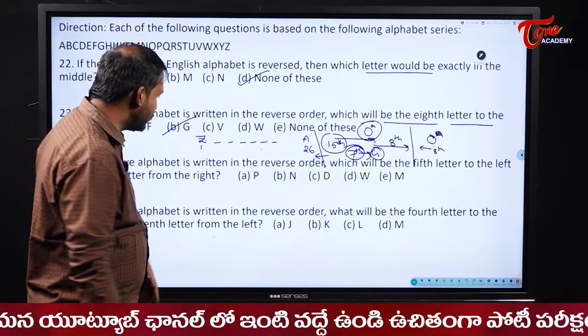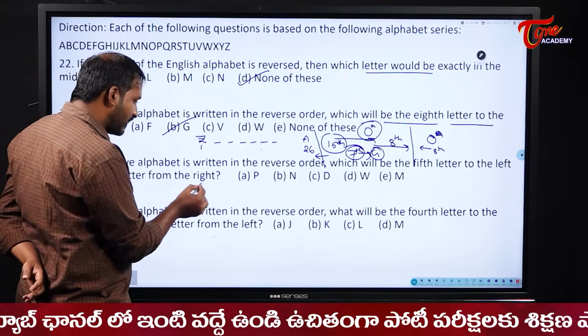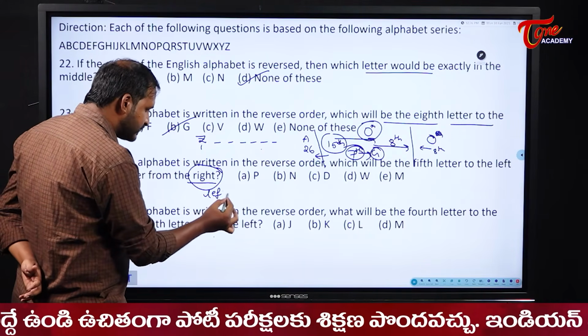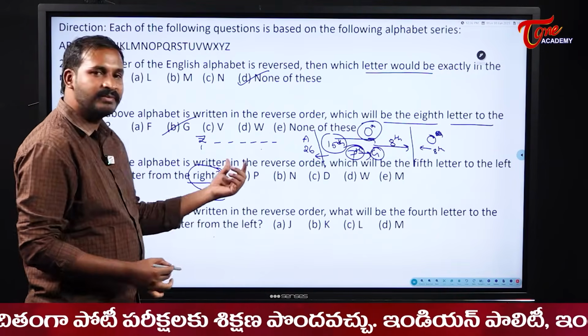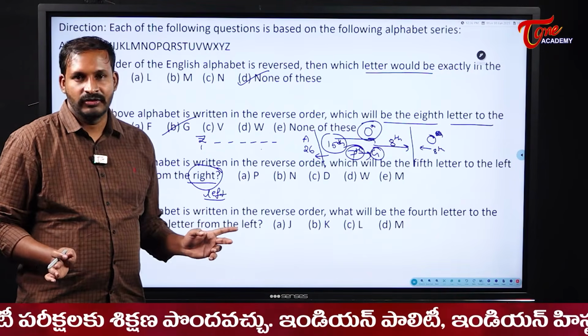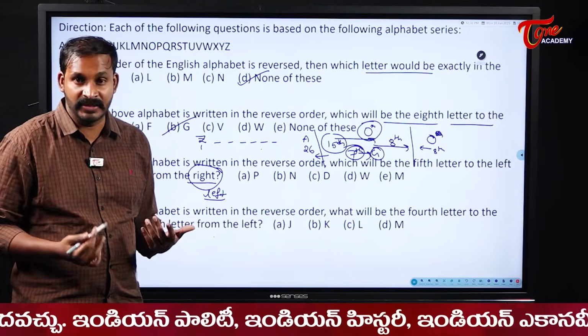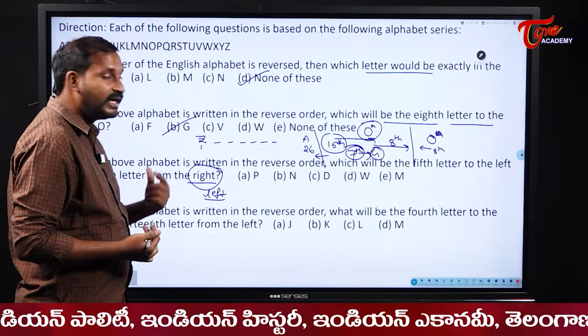Now see here, first of all, 9th letter from the right. Why will I change it to left? Why, sir? What is the reason? Because alphabets are written in reverse order. To avoid that confusion, I know only from left to right. I don't know from right to left. It will confuse me a lot. Because of that reason, this right will become left.